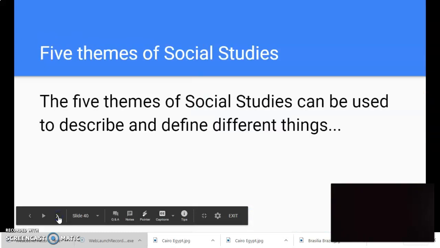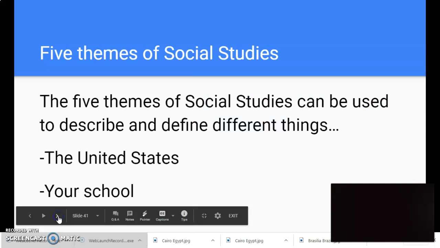The 5 themes of social studies can be used to describe and define different things, such as the United States or our school.